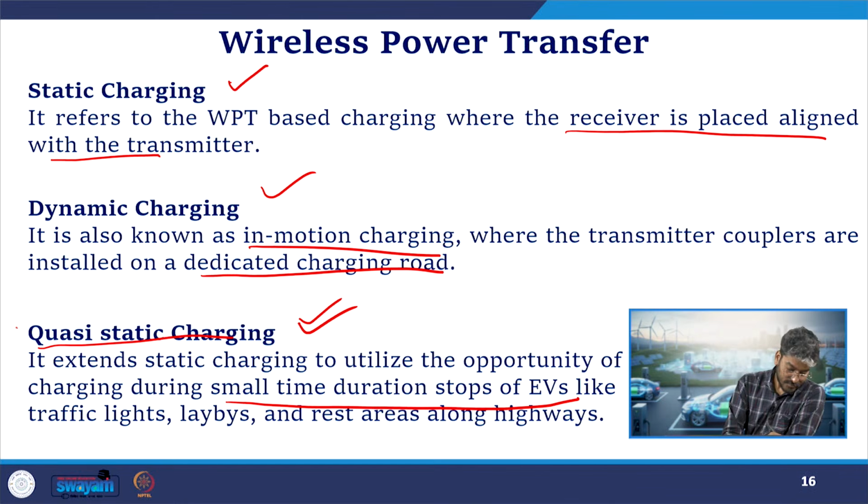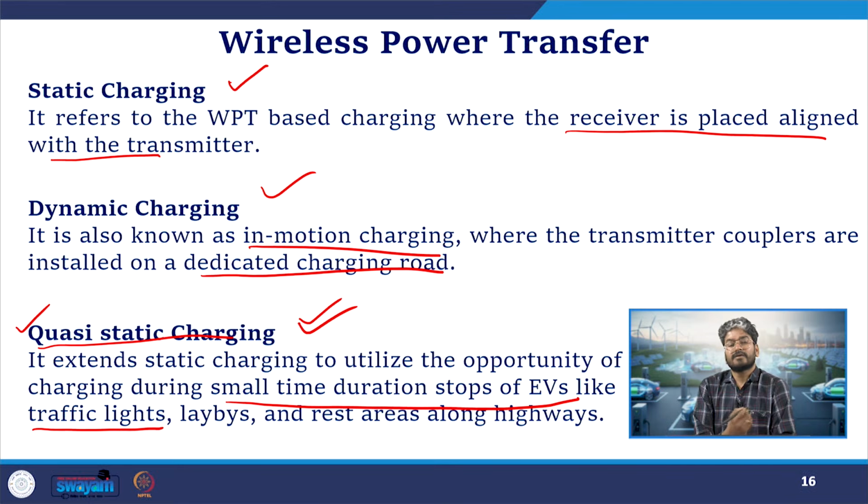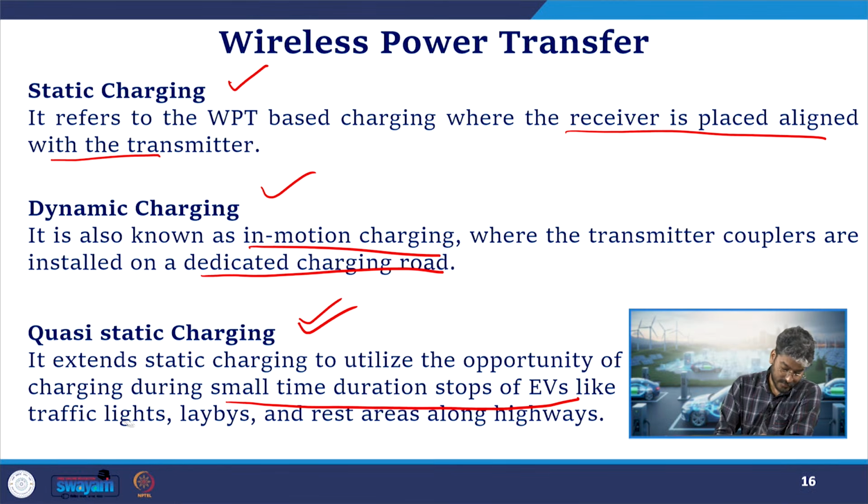So this quasi-static charging is a hybrid combination of dynamic plus static. That's what we can say: the vehicle comes to the charging station, stops there, but it is not the downtime of the vehicle, it is the required stoppage, like a traffic signal. If the traffic signal is red, we will not be able to cross the traffic signal, so we will be waiting. During that time my vehicle will be charging. So this is the way of classifying your wireless power transfer.